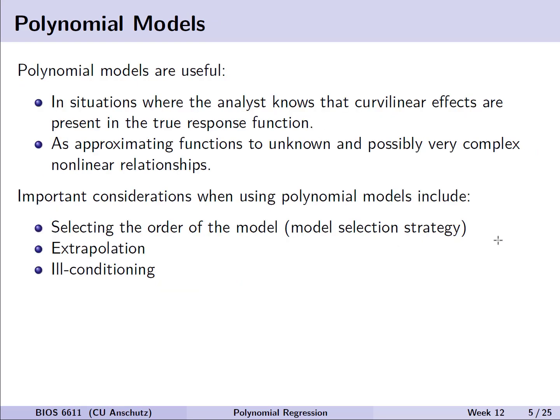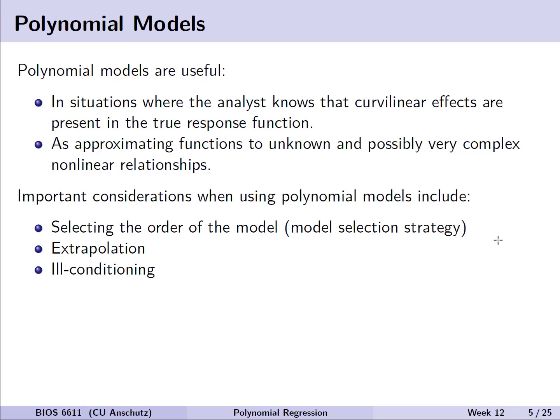Where are some cases where we might find use for polynomial models? Well, one obvious case would be where the analyst or statistician knows that a curvilinear effect would be present in the true response function. If we have some background information about some scientific response, perhaps we know to start right away with some sort of polynomial trend or relationship. Also, as approximating functions to unknown and possibly very complex nonlinear relationships, polynomial models can be better at approximating those than just a straight line linear regression models that we've frequently spoken about so far.